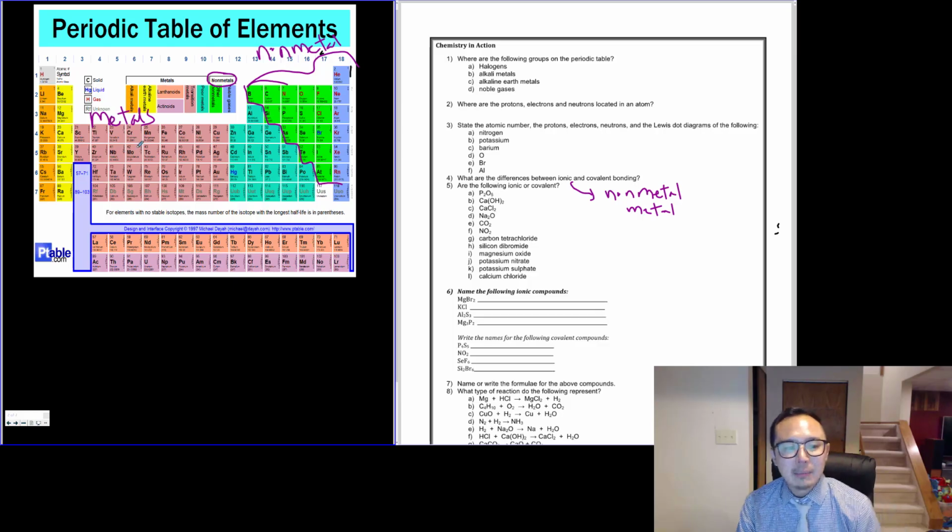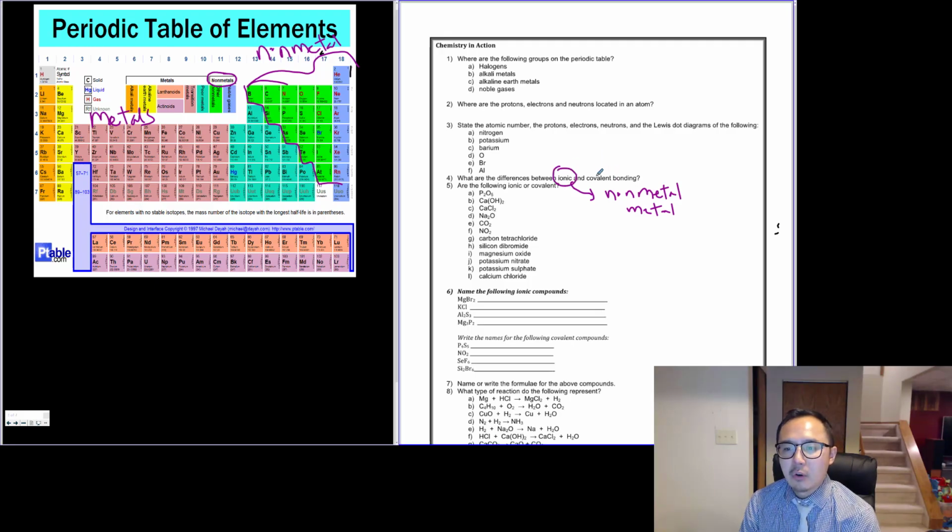So whenever you have an element that is a metal bonded with an element that is a non-metal, that will make up your ionic bond. And then a covalent bond will be two non-metals. So if you see something that has a non-metal combined with a non-metal, that's a covalent bond.